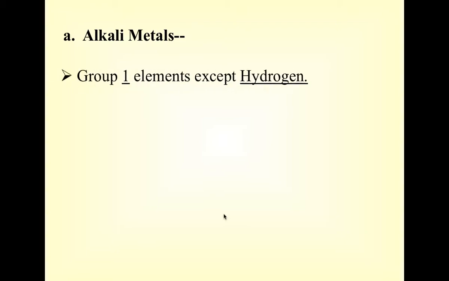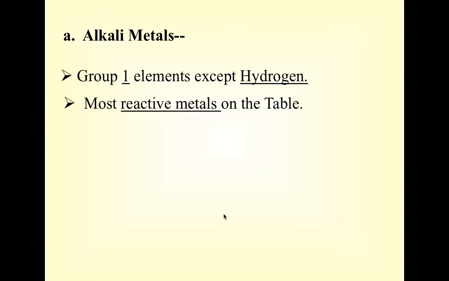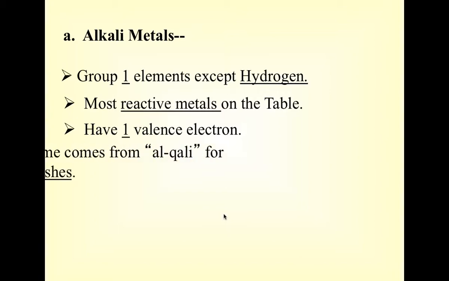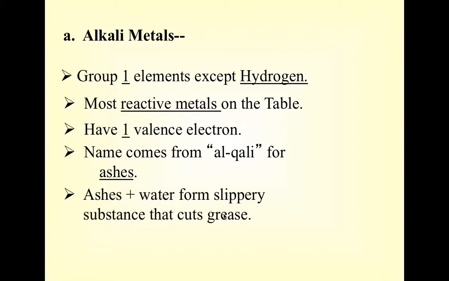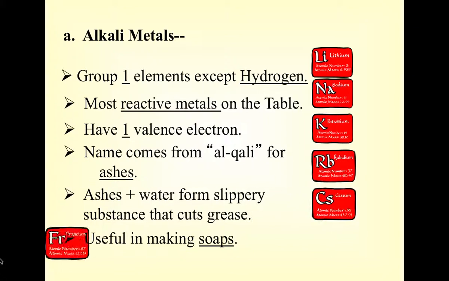So what the video was going to preview is actually the groups that we are going to be talking about here on the periodic table. The first group that we have are the alkali metals. These include all of the group 1 elements except for hydrogen, and these are the most reactive metals on the table. All of the group 1 elements have 1 valence electron, and the name alkali comes from the Latin for ashes. Ashes and water form a slippery substance that actually cuts grease, so these elements are useful in making soaps. And here are our alkali metals.